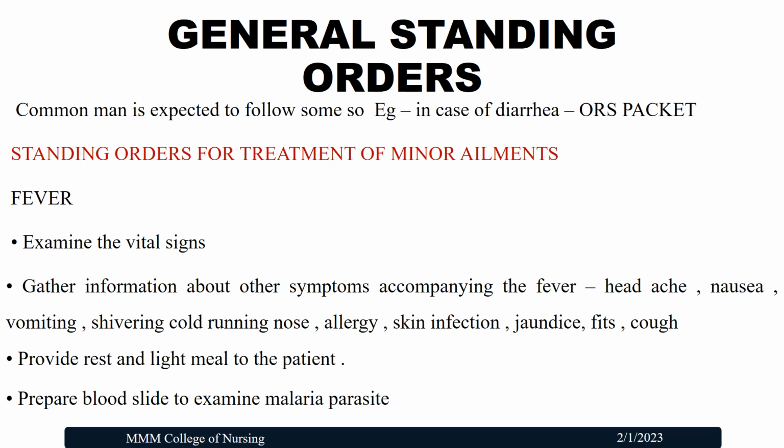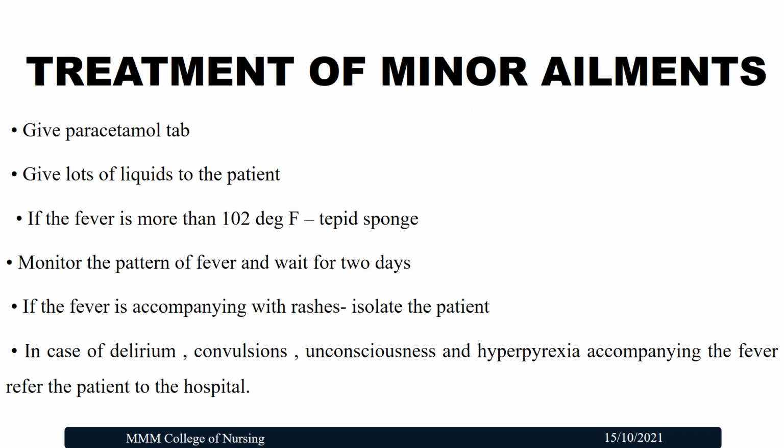Prepare a blood slide to examine for malaria parasite, and give a paracetamol tablet. Give lots of liquids to the patient. If the fever is more than 1 or 2 degrees Fahrenheit, then give a tepid sponge, monitor the pattern of fever and wait for 2 days. If the fever is accompanied with rashes, isolate the patient. In case of delirium, convulsion, unconsciousness and hyperpyrexia accompanying the fever, refer the patient to the hospital.